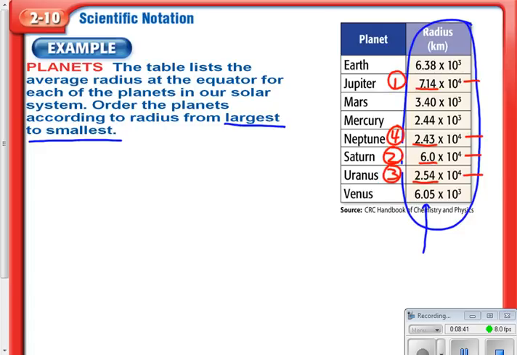Now we can jump back down to 10 to the 3rd. Do your comparison here. They're all 10 to the 3rd, all of them that are left. So we need to determine, is 6.38, 3.14, 2.44, and 6.05. Out of those numbers, 6.38 would be next, so Earth would be next in line, followed by Venus. Looking at our last 2, we have 3.40 and 2.44. So Mars would be next, followed by Mercury, and that's what it would look like from largest to smallest.